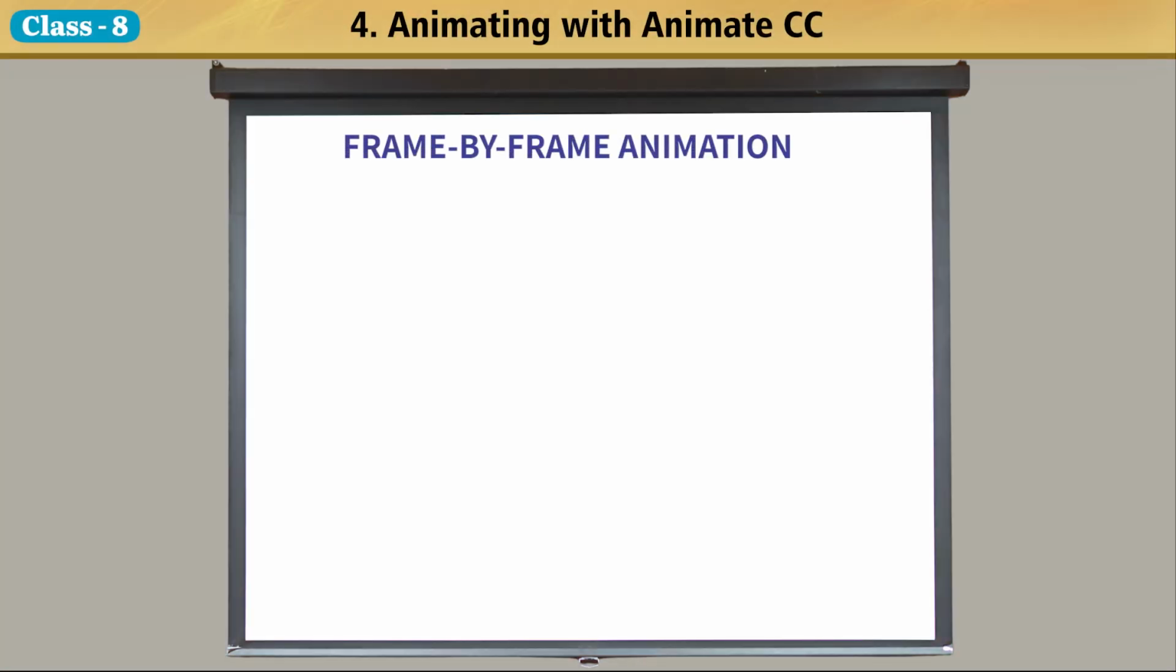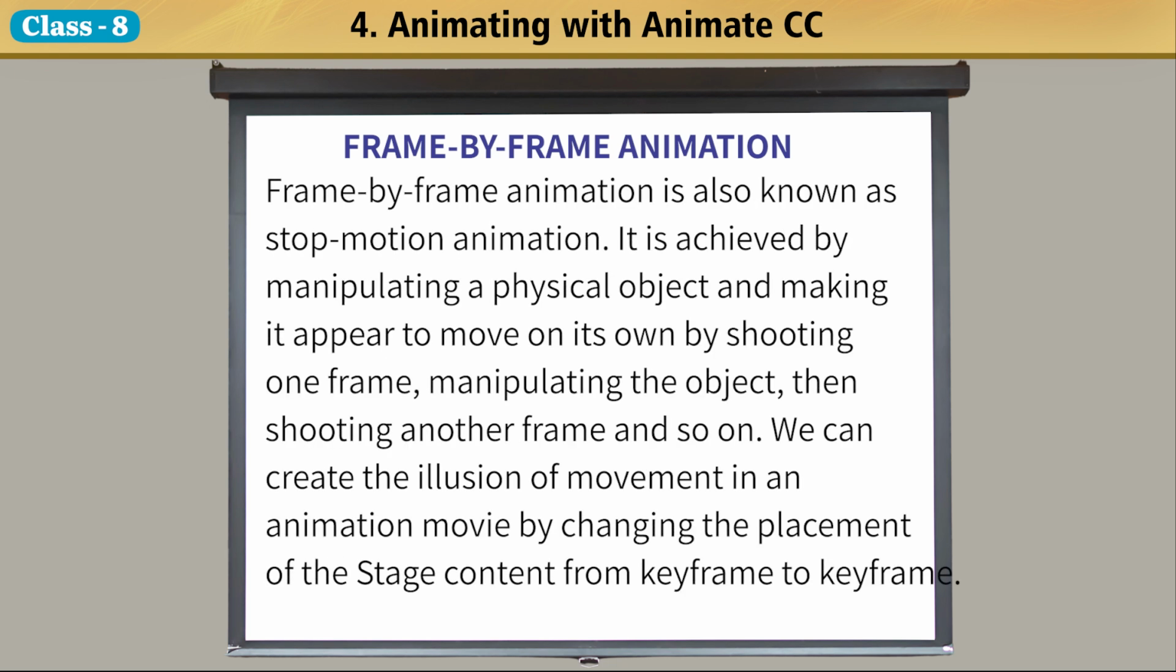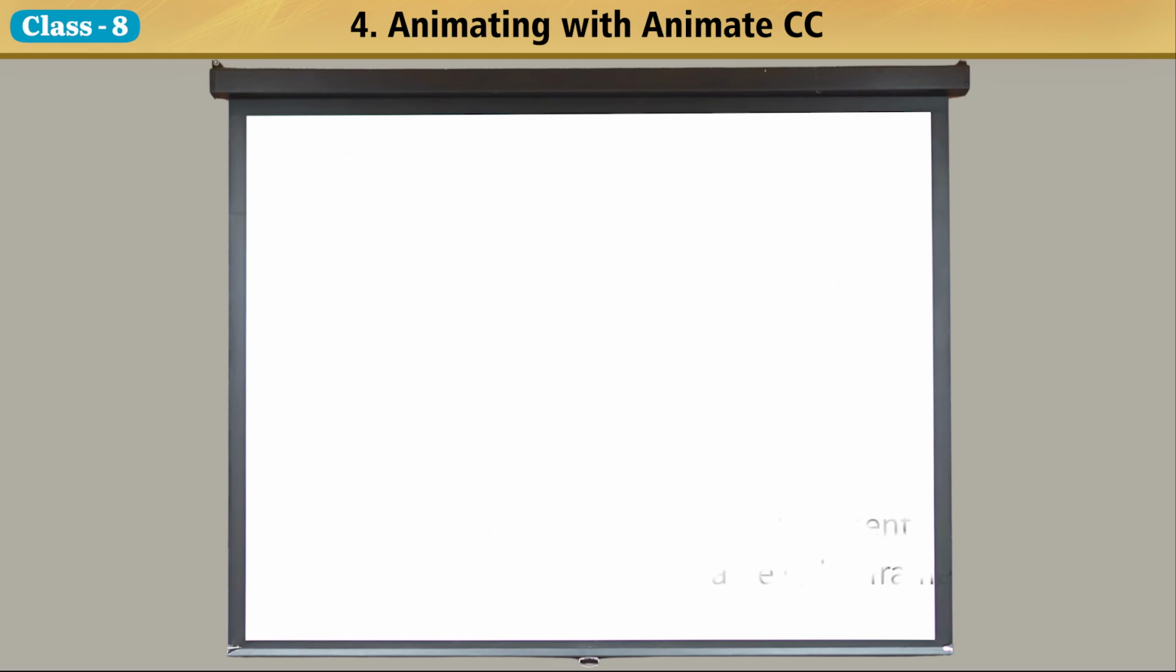Frame-by-frame animation. Frame-by-frame animation is also known as stop-motion animation. It is achieved by manipulating a physical object and making it appear to move on its own by shooting one frame, manipulating the object, then shooting another frame, and so on. We can create the illusion of movement in an animation movie by changing the placement of the stage content from keyframe to keyframe.